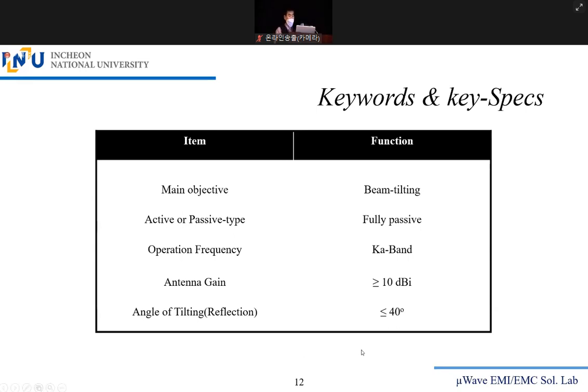So I'm going to show you, we can change the angle of reflection from minus 40 degrees up to plus 40 degrees. I can increase the range of the beam tilting angle, but then you will lose the directivity or gain. So you should juggle between antenna gain and the range of the angle of reflection.